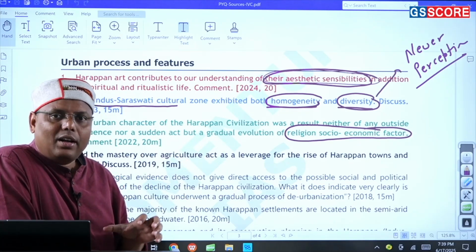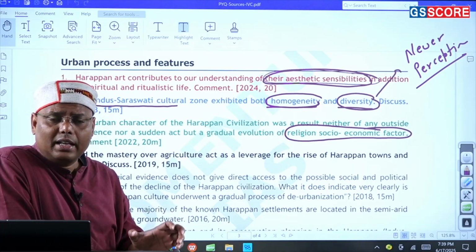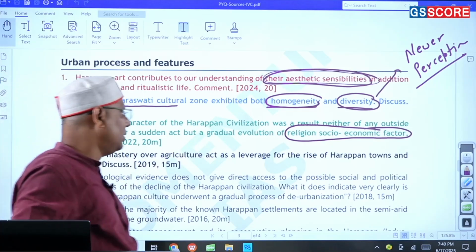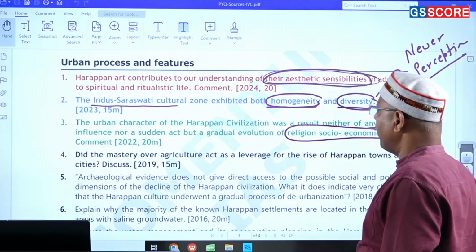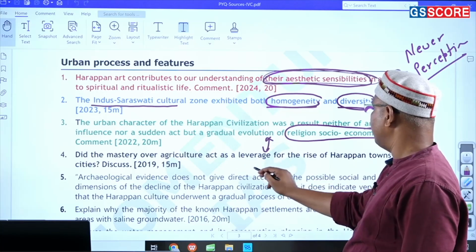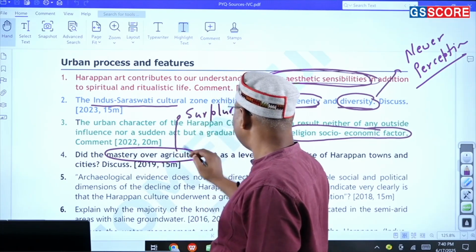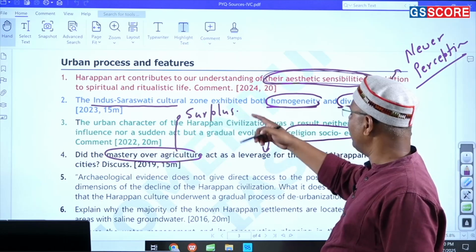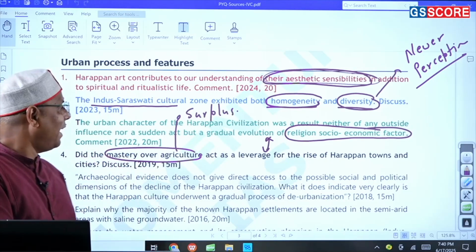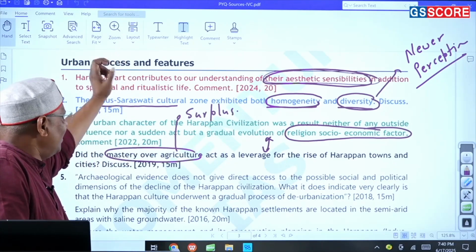So let us talk about urbanization only. Urbanization is not directly or deeply connected with just one thing, economic surplus. Rather, some other factors are also contributing here, and it has been asking you to write about this. Another related question: did the mastery over agriculture act as a leverage for the rise of Harappan towns and cities? It is precisely talking about mastery over agriculture, meaning they were capable of creating agricultural surplus. That is the core idea. But this question is saying not only this; rather, socio-economic and socio-religious factors were also contributing to the evolution of Harappan civilization.